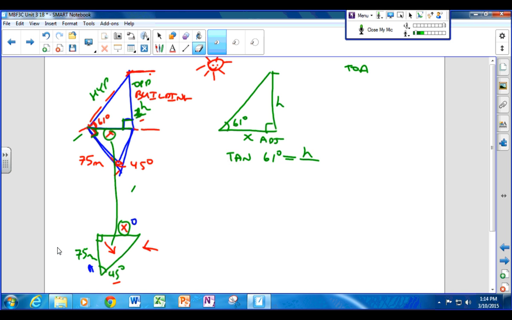Anyway, it's H over X. That's what we're looking for. So we need to know H. We can figure out X by attacking this other triangle.